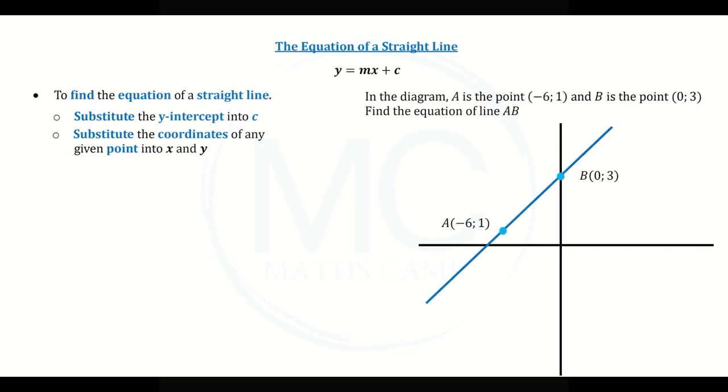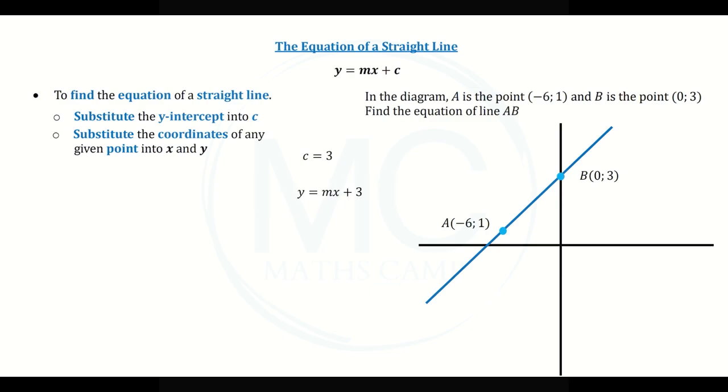In the diagram, A is the point (-6, 1) and B is the point (0, 3). Find the equation of line AB. As we can see, the line intercepts the y-axis at point B with coordinates (0, 3). So 3 is our c value, and we can make a note of this up here. This means the line takes on the equation y is equal to mx plus 3.